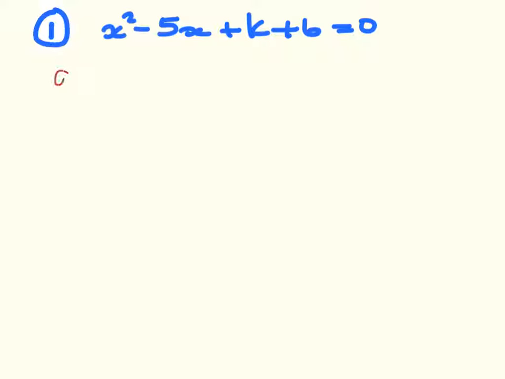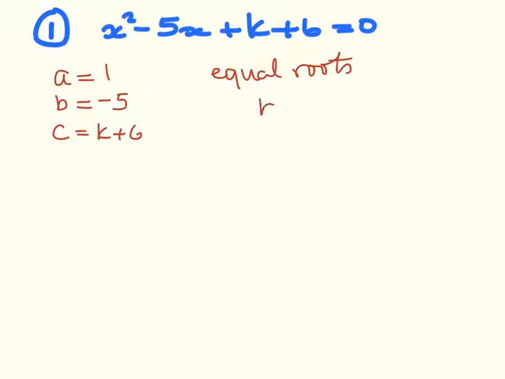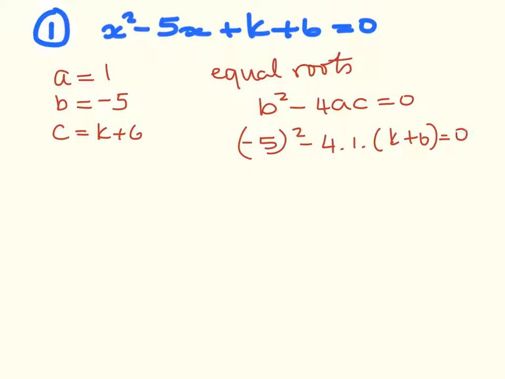So for equal roots we need to identify what the value of a, b and c are. So a is the number before x squared, b is the number before x, and c is basically everything else. And then for equal roots, we know the situation that needs to be the case is the discriminant b squared minus 4ac has to equal 0. So plugging these values in, minus 5 squared take away 4 times 1 times k add 6 has got to be 0.